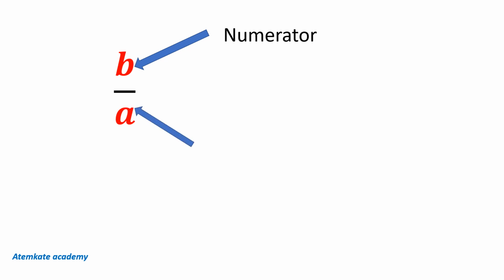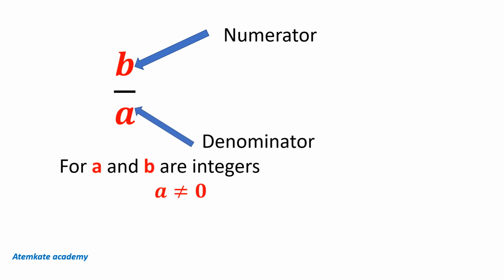Rational numbers take the form B on A, where B is the numerator and A the denominator. A and B are integers. A can't take the value 0. If A is equal to 0, then the fraction is undefined.